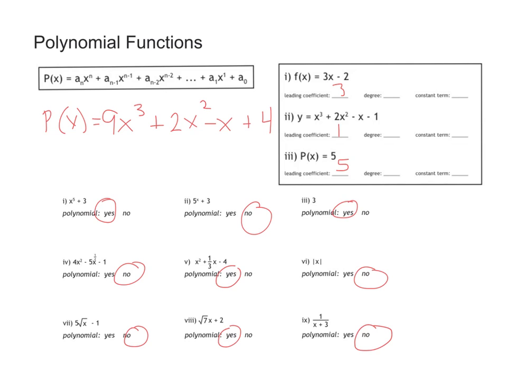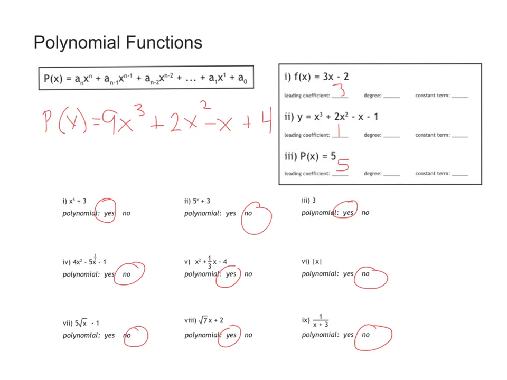Who remembers what degree means when you're talking about polynomials? The degree of a polynomial is the highest power of the variable. So if you have, like this example that we did, it had an x cubed, an x squared, and an x. The highest power of the variable is 3. So this one has a degree of 3.